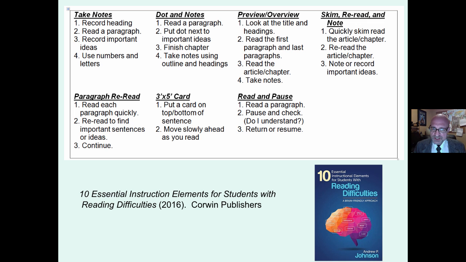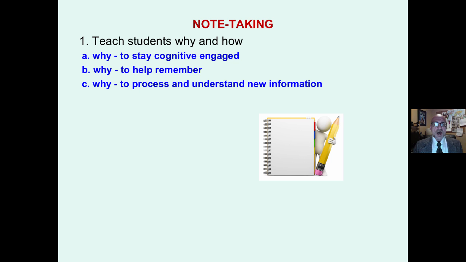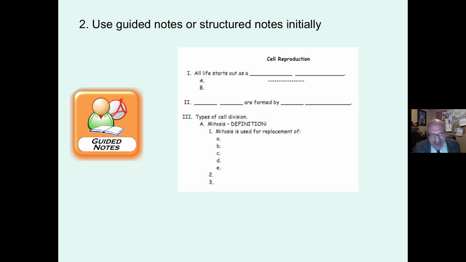If I'm a 6th grade teacher, I'm assigning a chapter in a social studies textbook. I would say, boys and girls, we are going to read chapter 5. Remember to use one of the study skill strategies that work best for you. All right, note-taking in class, again, grades 4 and up, usually this refers to middle school and high school. You need to teach students why and how. Why to stay cognitively engaged, why to help us remember, why to help us process and understand new information. That's why we take notes in class.